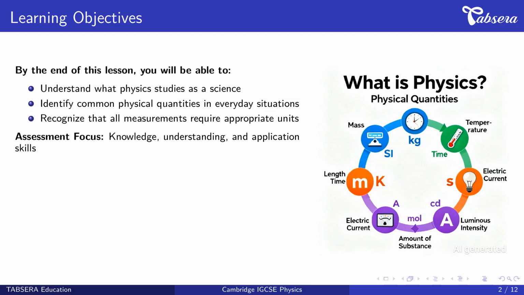By the end of this lesson, you will be able to, first, understand what physics studies as a science. This means recognizing physics as the study of matter, energy, and their interactions. Second, identify common physical quantities in everyday situations. These are measurable properties like length, mass, and time that we encounter daily. Third, recognize that all measurements require appropriate units, understanding that numbers alone are meaningless without proper units. These objectives align with Assessment Objective 1, focusing on scientific knowledge, vocabulary, and concepts.